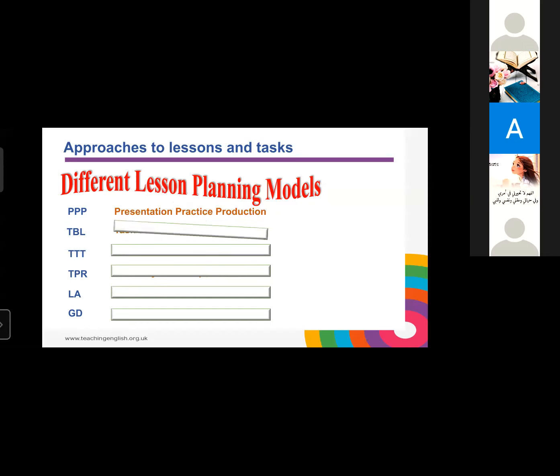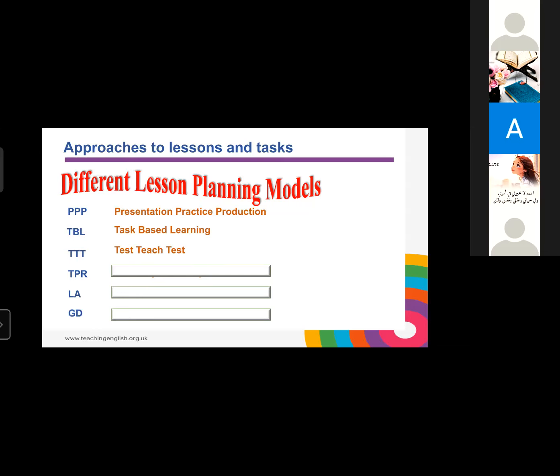What about TTT? What does it stand for? TTT. Test, teach, test. Excellent. Let's see together. Test, teach, test. So it all depends on assessment. What about TPR?